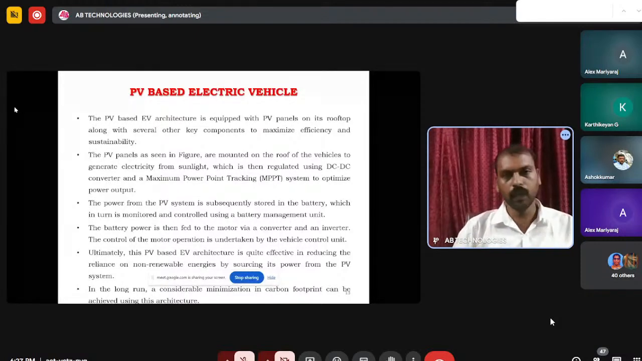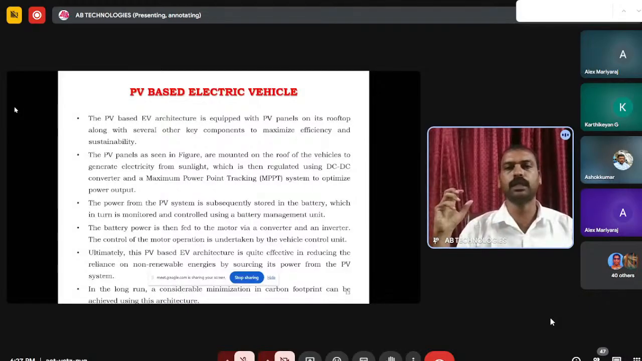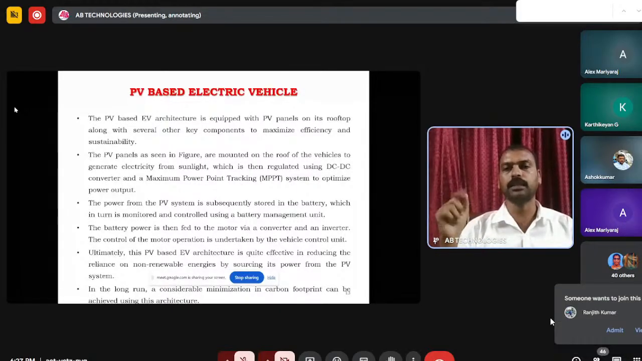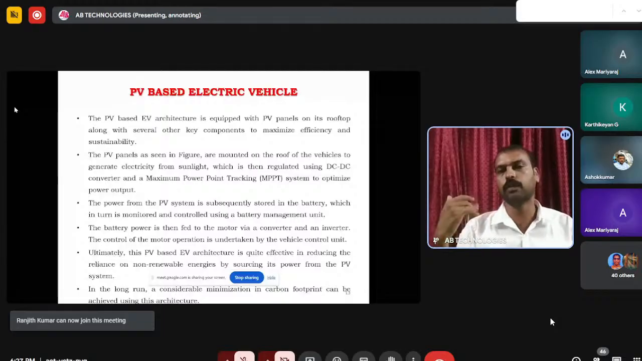During the daytime, suppose I take one example: your input is 12 volts, meaning from the PV panel we are getting 12 volts, and the EV motor, whether a DC motor or AC motor, has a 48 volt rating. We have to amplify the DC voltage from 12 volts to 48 volts, and at the same time we have to charge the battery. During charging, instead of taking the output from the solar panel, we can take it from the converter output, because the solar panel output is varying, but the converter output is constant because of the MPPT algorithm or closed loop controllers.